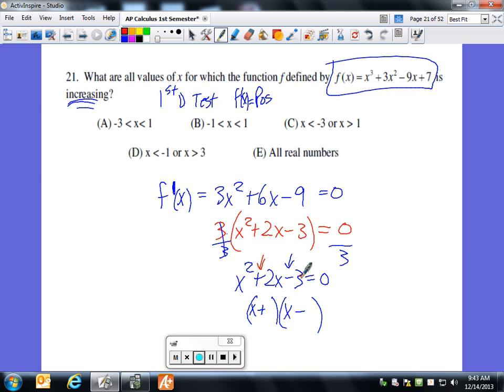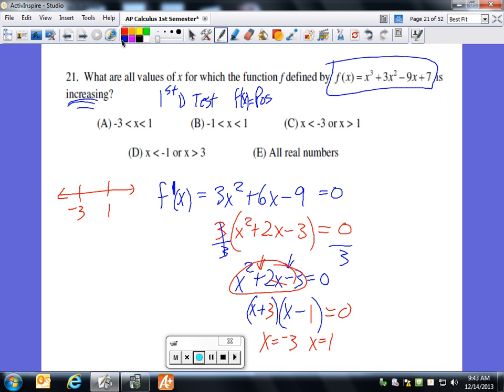So I need two values to multiply to get 3. I get 3 and I get 1. This will multiply out to get my original polynomial that is here. So my zeros are x is equal to negative 3 and x is equal to 1. So x is equal to negative 3, x is equal to 1.